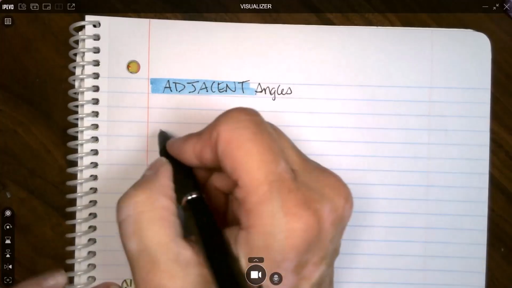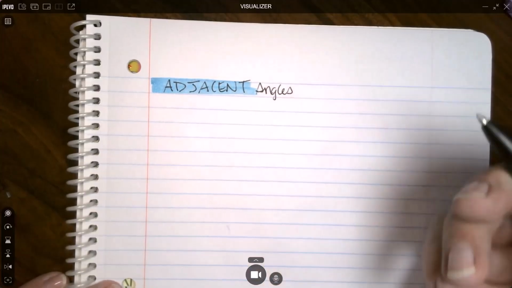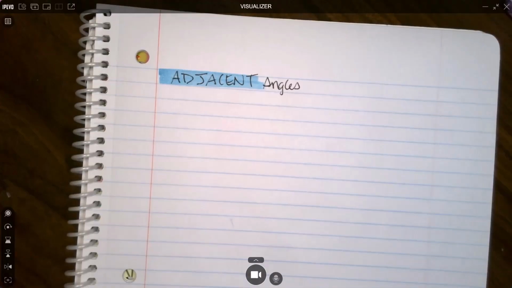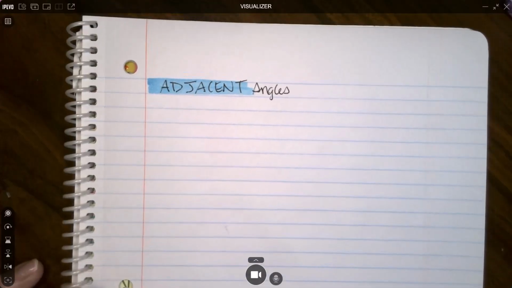Adjacent angles are next to each other. Adjacent, if you live in a house, there's a house next to you. If you live in an apartment, there's an apartment next to you. They are adjacent. Adjacent neighbors live next to each other. Adjacent angles live next to each other too. They share a side.